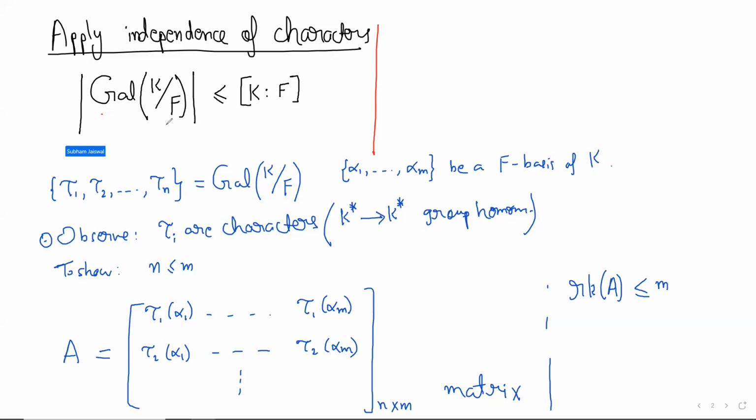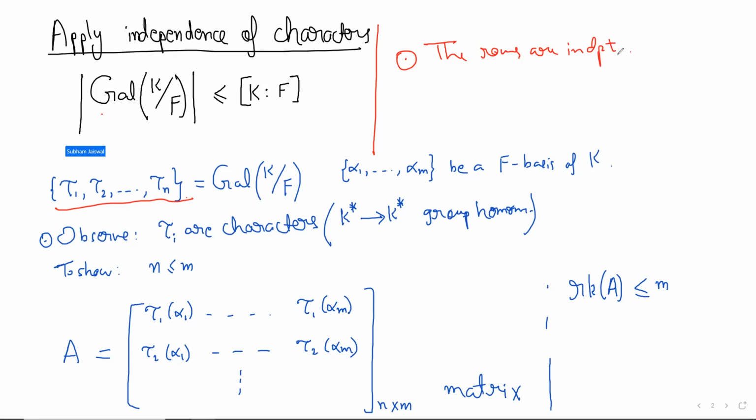Okay. Now, these characters are independent, right? So these are independent. And if I now claim that the rows are independent, which is what we proved, right? The rows are independent. But even before proving that, we can say it. Notice that here we are not just using the fact that these tau i's are characters. We are using the other structure. We are using the additive structure to say that the rows are independent.